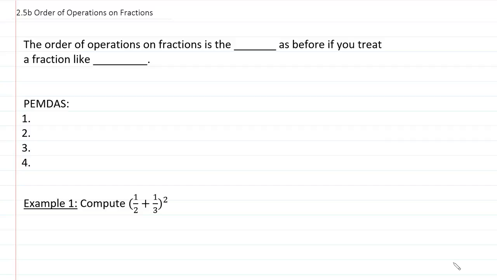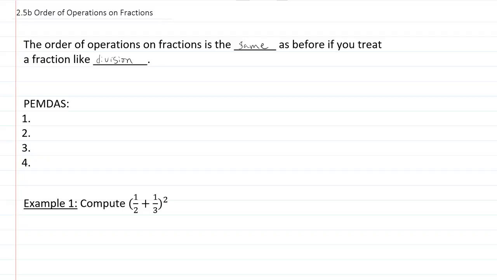2.5b, order of operations on fractions. The order of operations on fractions is the same as before if you treat a fraction like division. So remember, fractions can be thought of as a sort of division.